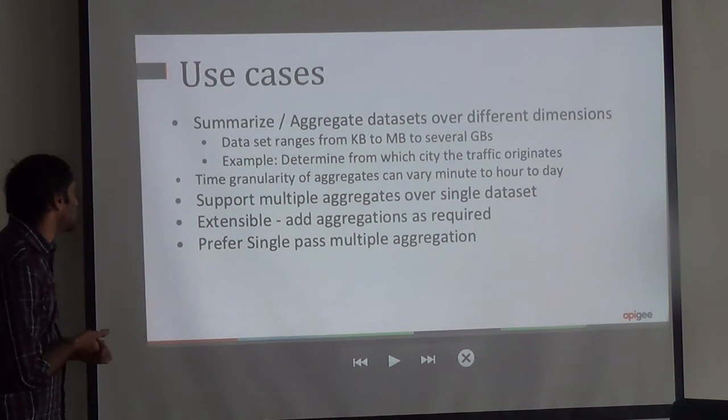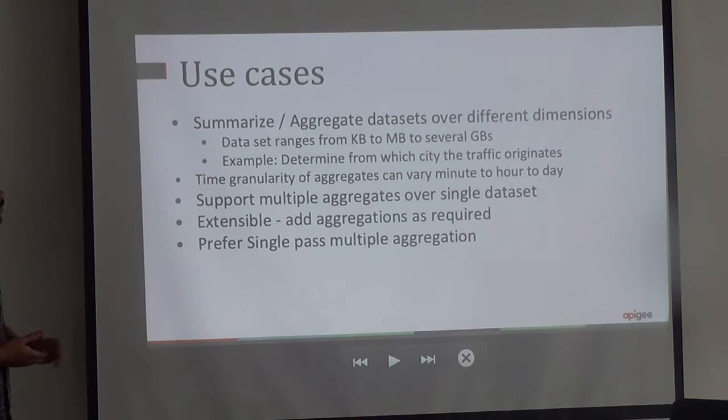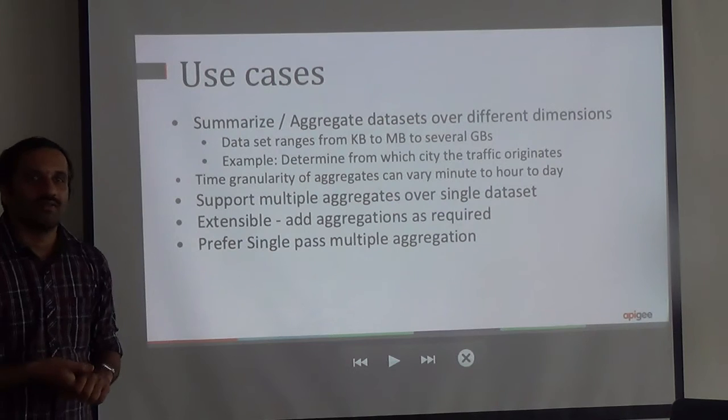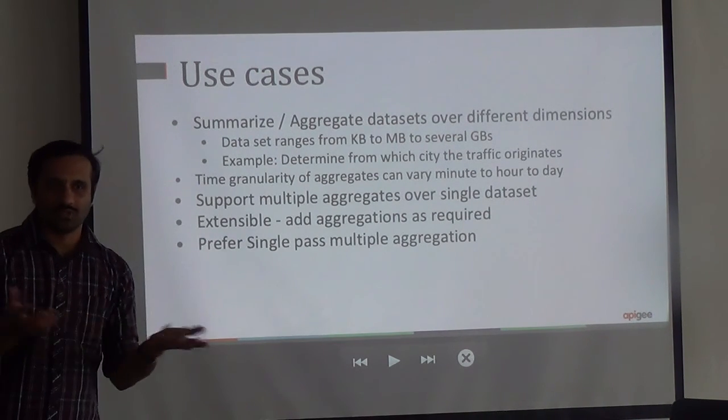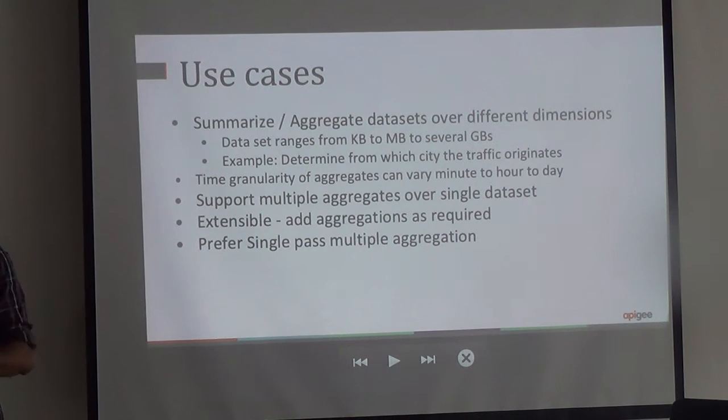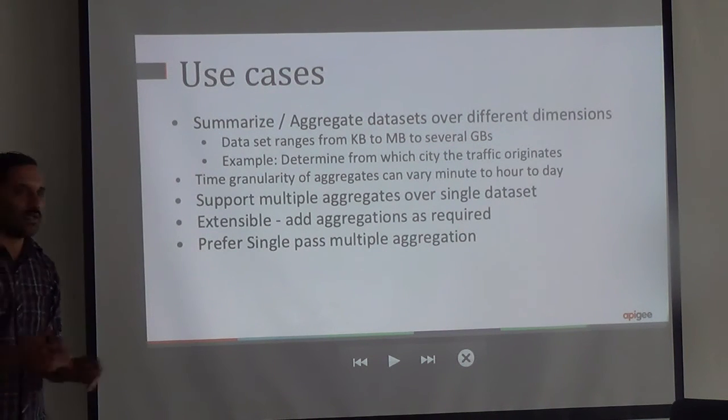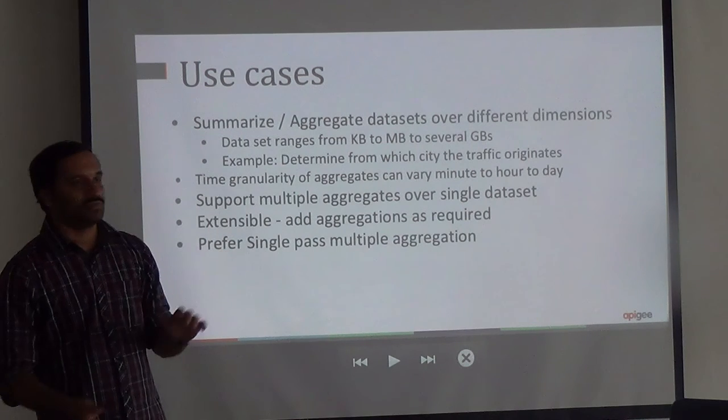So the use cases are quite simple. Summarize or aggregate the data over different dimensions. So in the Apache server, what could be the different dimensions? Browser, IP, whatever. The user agent is a huge thing which has lots and lots of dimensions, and given terabytes of data, you need to be able to go over it.